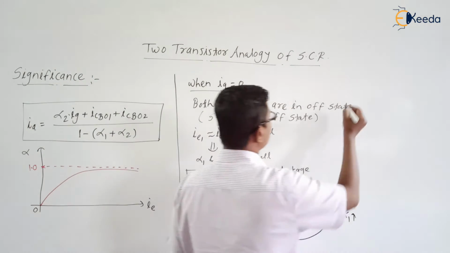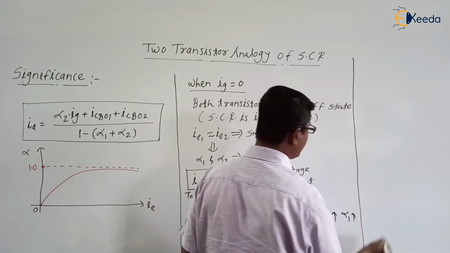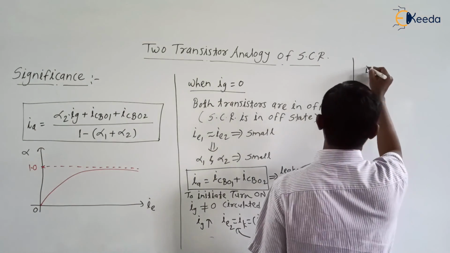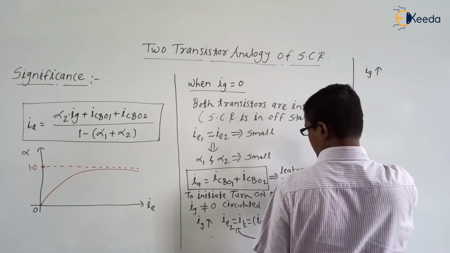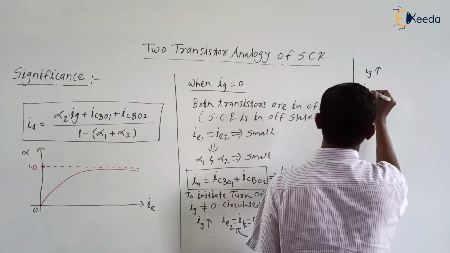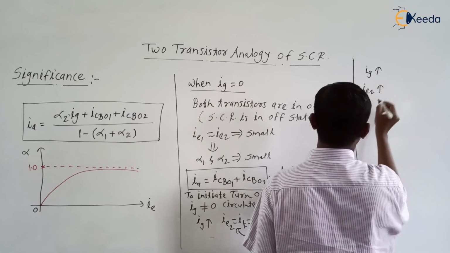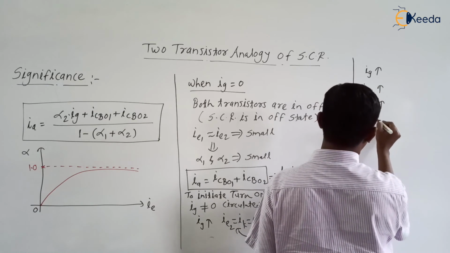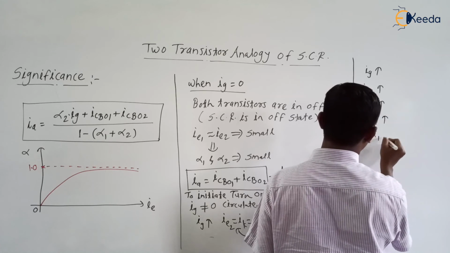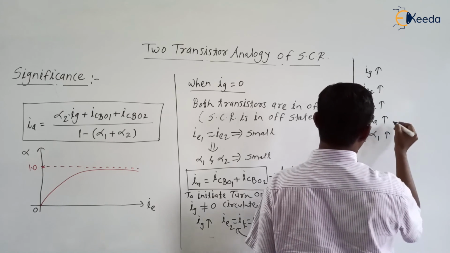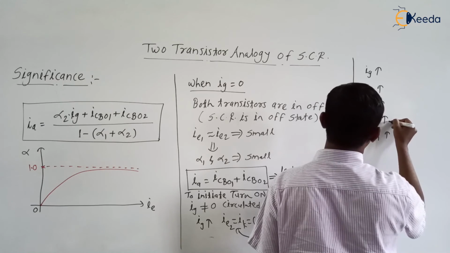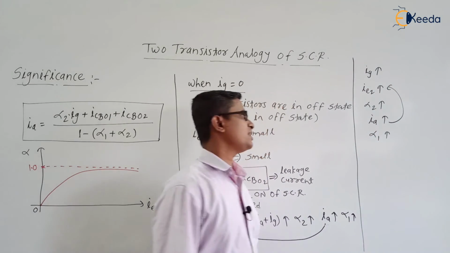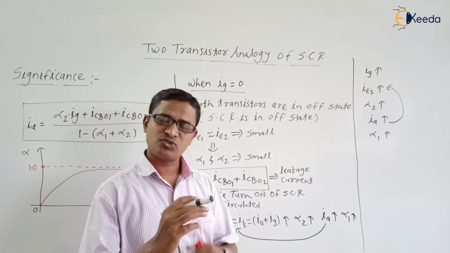So please try to understand how this process initiates. With the increase in Ig, it will cause the increase in Ie2, so therefore alpha 2 increases. Alpha 2 increases, so therefore Ia increases, so therefore alpha 1 increases. And again in the same way, Ia increases, so again Ie2 increases, alpha 2 increases, Ia increases, alpha 1 increases, and so on.